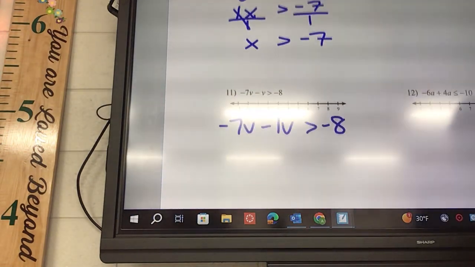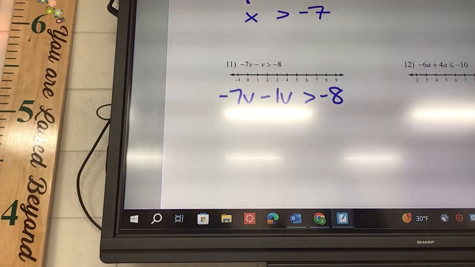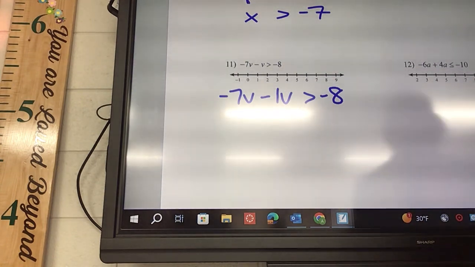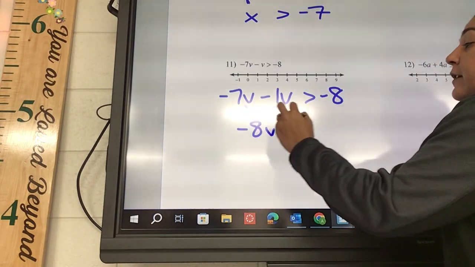Okay, what's the 7's last name? V. What about the 1? V. So are they the same family? Yes, so they can go together. Okay, what is negative 7 minus 1? Negative 8. V is his last name.